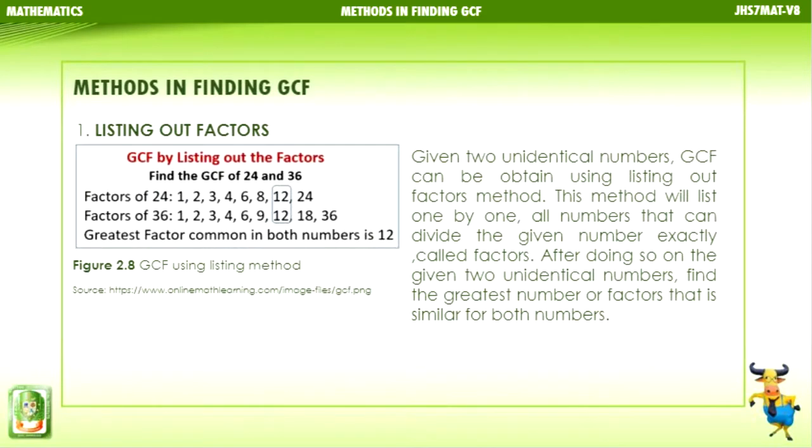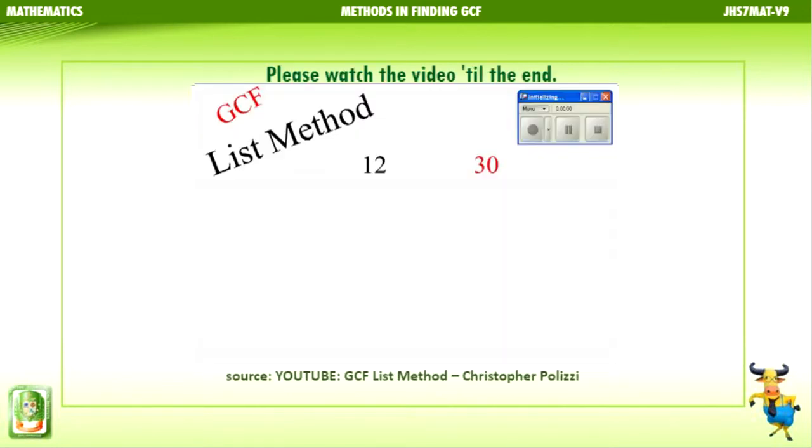We can solve the GCF of a number using three different methods. 1. Listing out factors. In solving for GCF, we can use the listing out factors method. Suppose you are given two numbers. To solve for GCF, you will list one by one all the numbers that can divide the given number exactly, which are called factors. After doing so for both numbers, find the greatest factor that is common to both numbers.